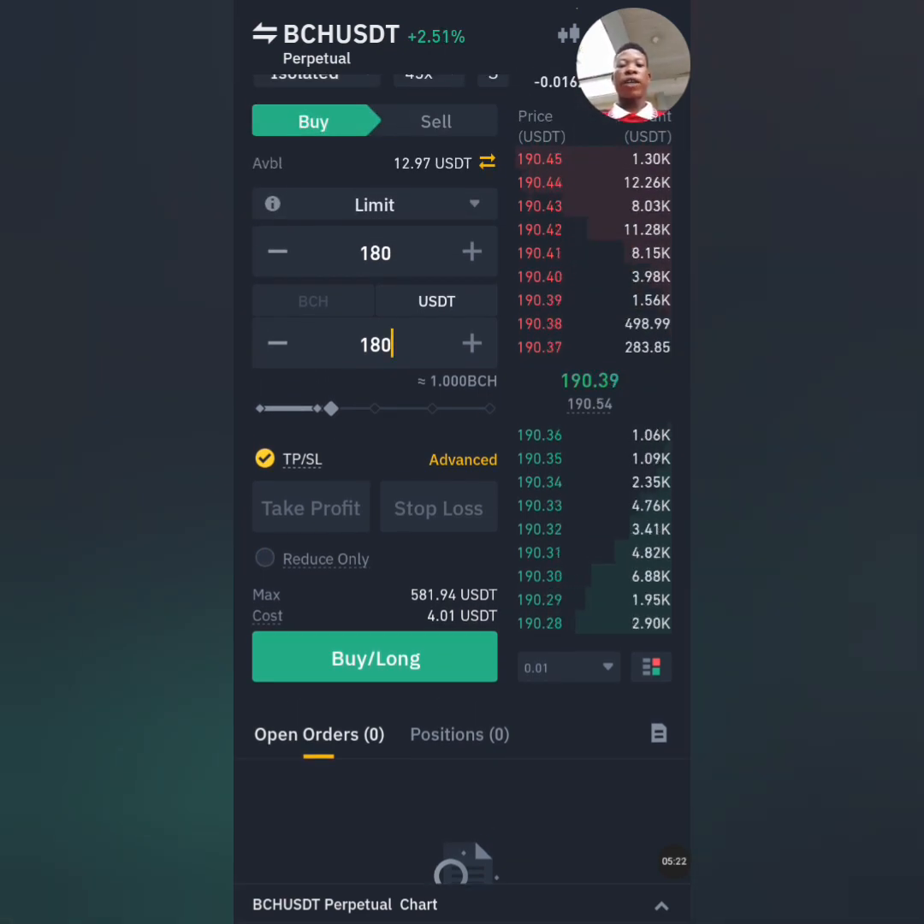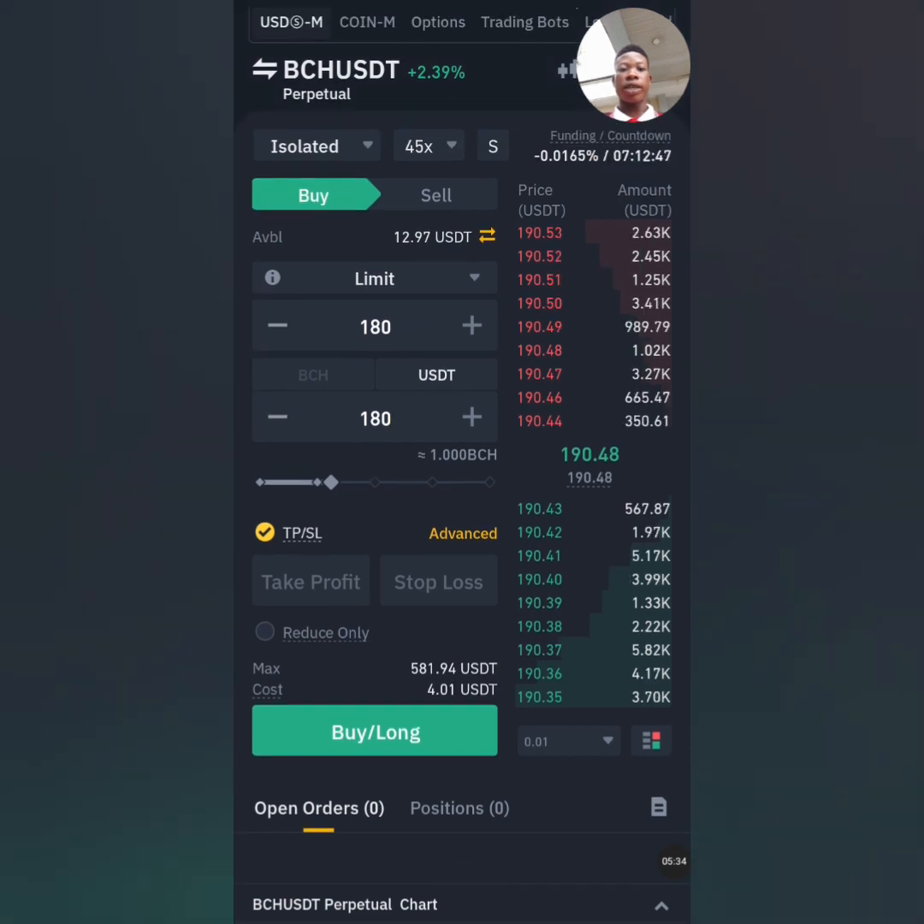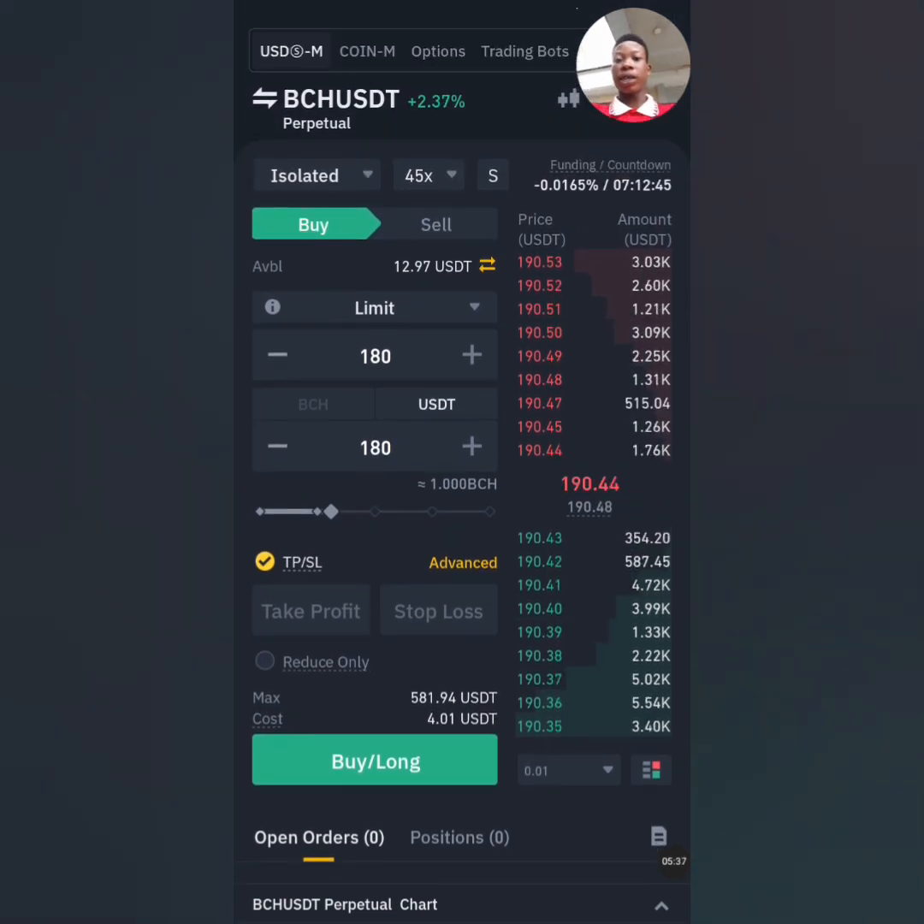So if Bitcoin Cash should reduce to 176, let's call it you are placing this trade at 180. Let's execute this trade. This is isolated margin. So if you are using isolated margin, you don't need to set stop loss. You have to calculate your risk. So I'm going to show you in the next video how you can calculate your risk in futures trading, how you can do your risk management.